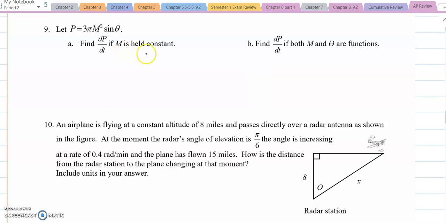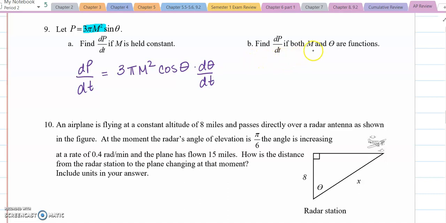So if m is held constant, all of this right here is just a constant. So when you take the derivative of both sides with respect to time, the constant stays as it would stay in any other problem. The derivative of sine theta is cosine theta, but then you have to multiply by d theta/dt. It's that chain rule idea. It's how theta is changing with respect to time.